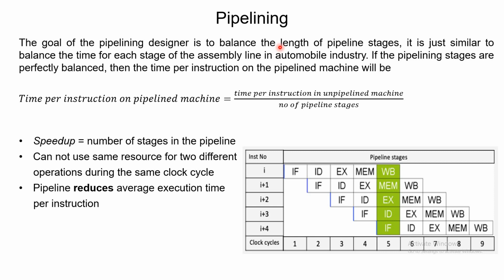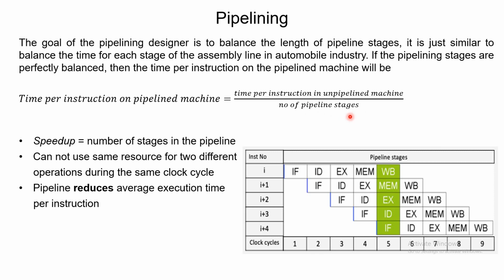If we assume that all the stages of the pipeline are perfectly balanced, then how can we calculate the time per instruction? The time per instruction of the machine can be calculated using this equation: the time per instruction on the pipelined machine will be the time per instruction on the unpipelined machine divided by the number of pipeline stages.